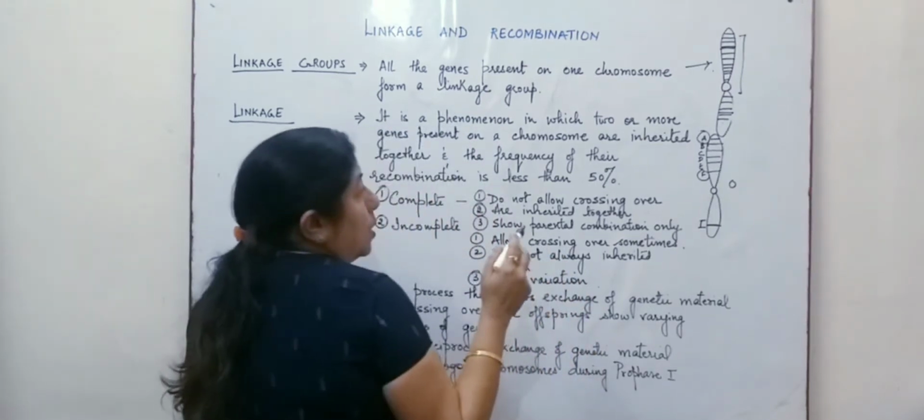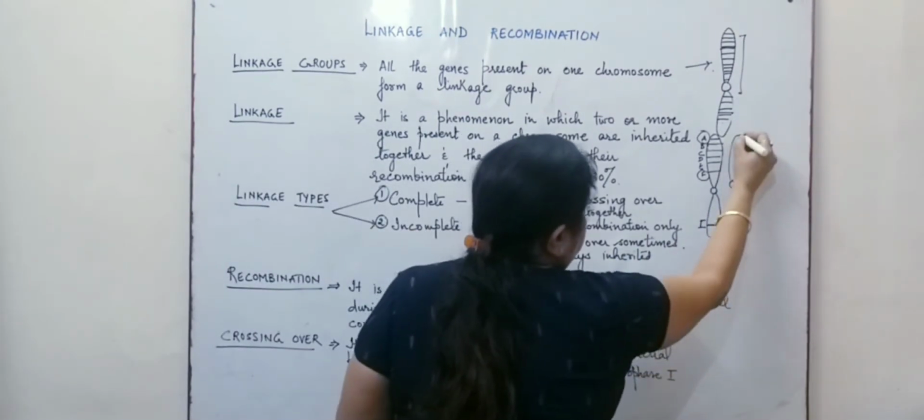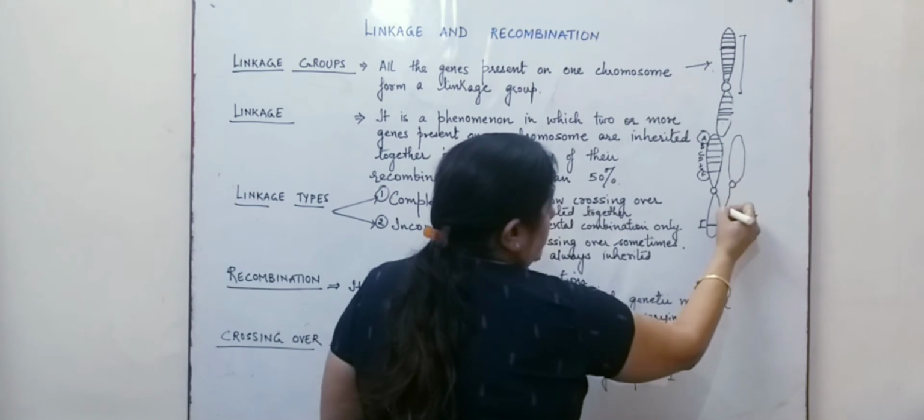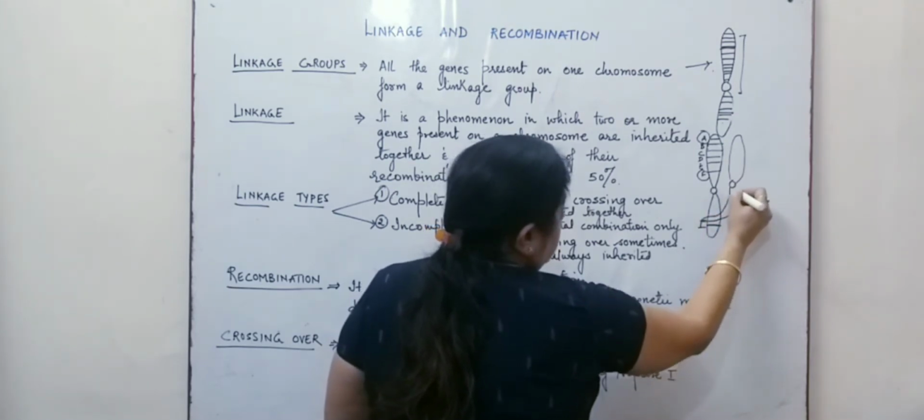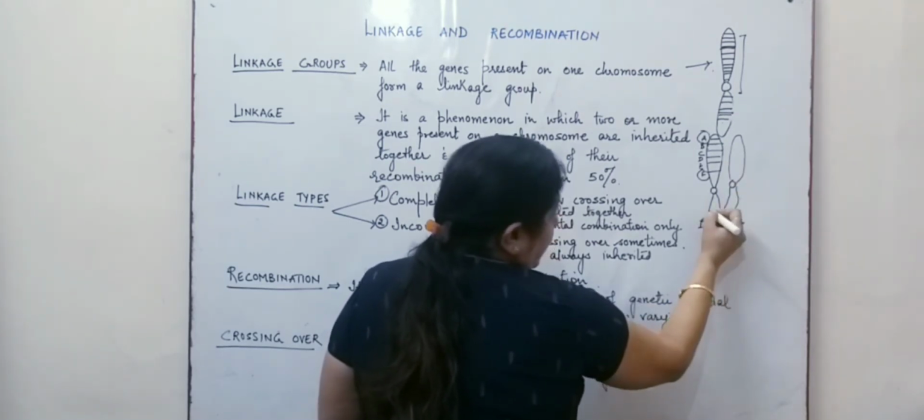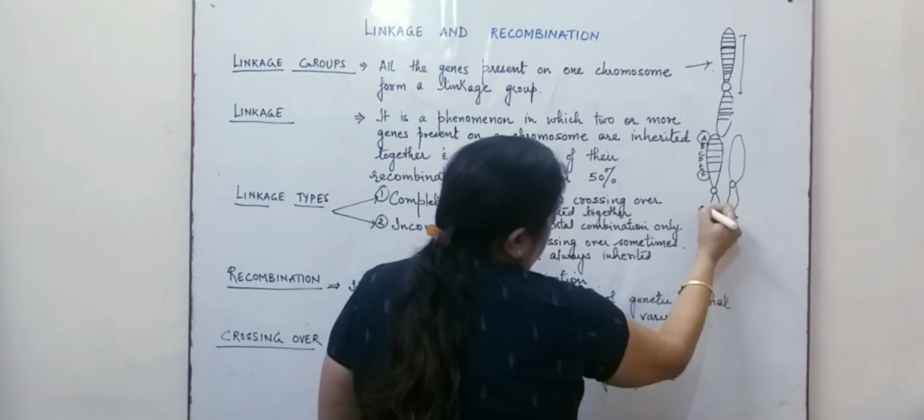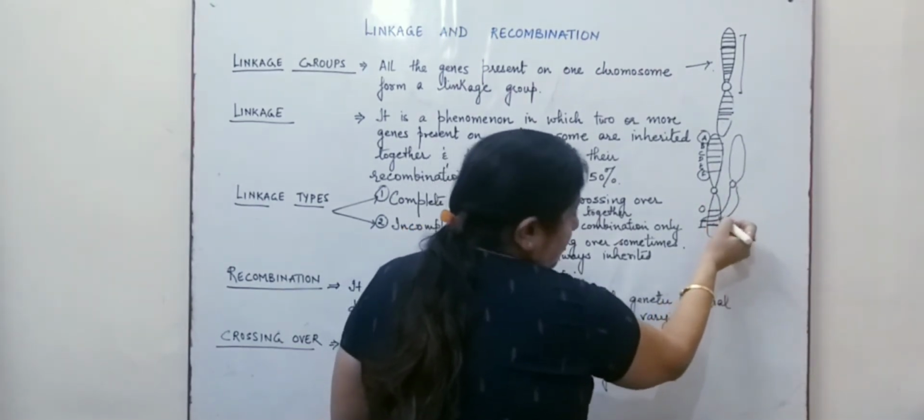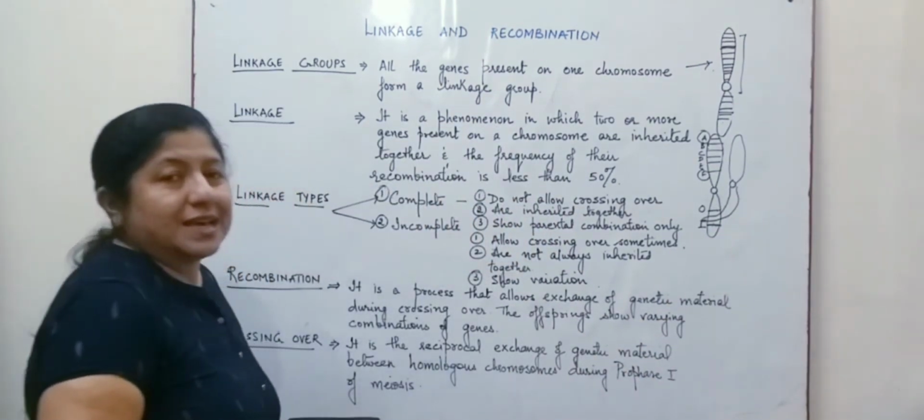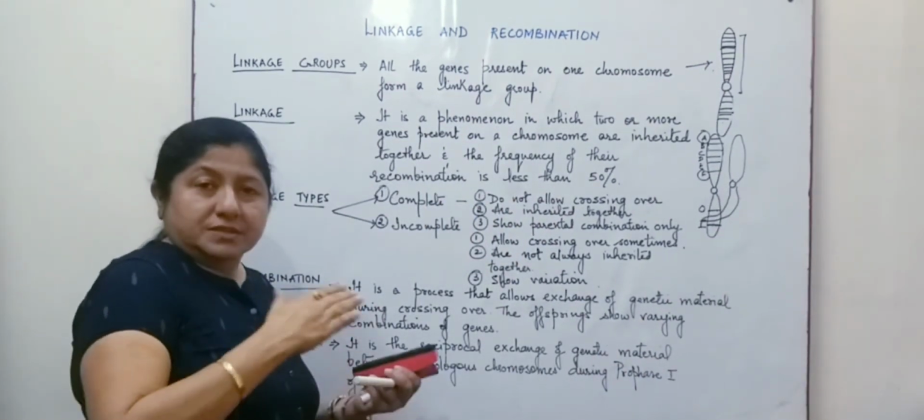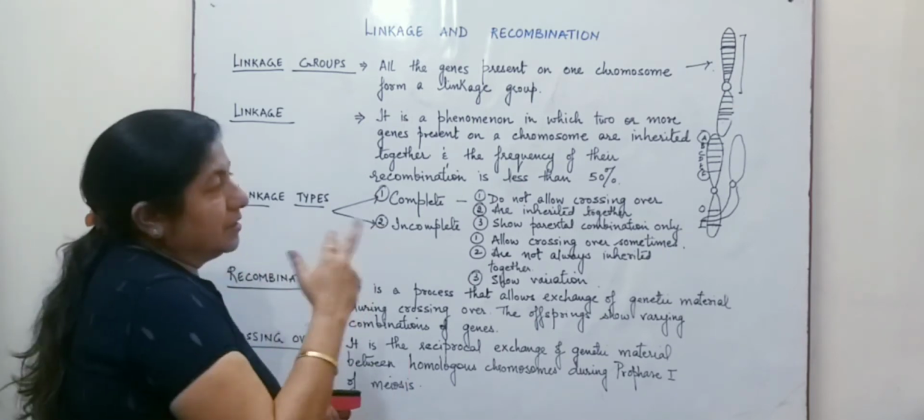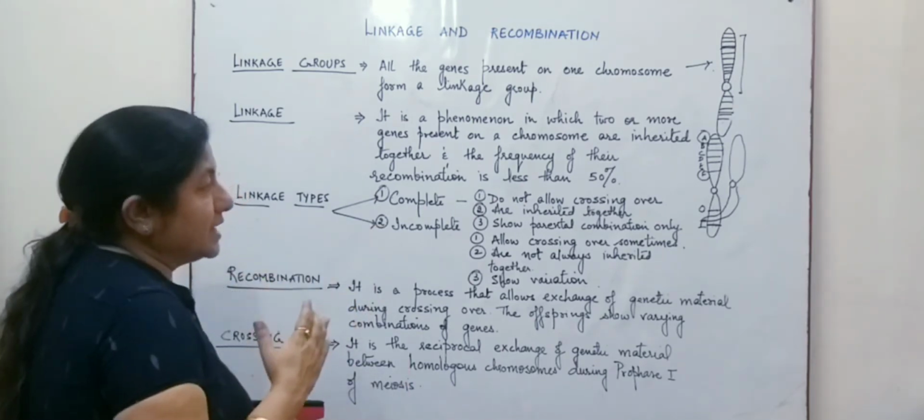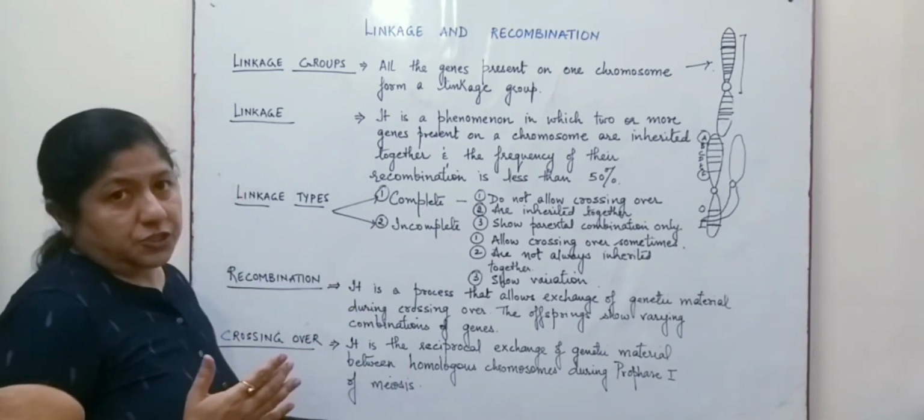Now here, when the crossing over takes place between I and let's say O over here, these two genes, since there is a lot of gap between the two genes, can be separated during the crossing over, resulting in recombination.